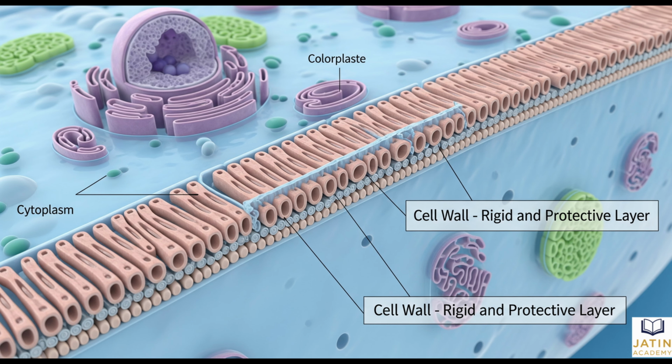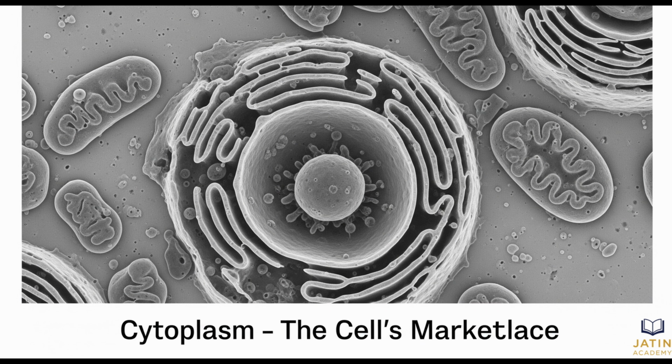Now, if you look at a plant cell, there's one more layer outside the membrane, called the cell wall. It's strong, non-living, and made of cellulose. It gives the plant cell its shape and protection, just like the walls of a fort. Next, cytoplasm, the magical fluid inside the cell. It's thick, colorless, and jelly-like. All the small organelles float in it, like a busy marketplace in a city.